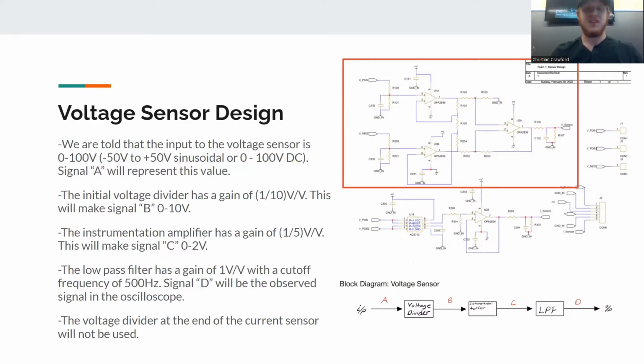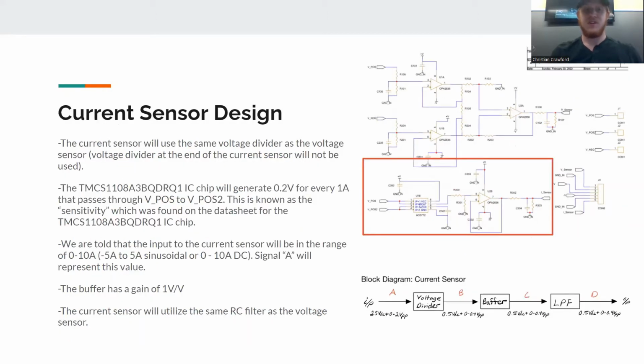For our voltage sensor design, we were told that we'd be given an input in the range of 0 to 100 volts. This will be represented by signal A in our block diagram. From there, we hit our initial voltage divider with a gain of 1/10. This produces signal B from our block diagram, which is in the range of 0 to 10 volts. From there, our amplifier brings that down by another 1/5 down to 0 to 2 volts. Lastly, signal D comes from our RC filter. The voltage divider at the end of our current sensor and voltage sensor will not be used.